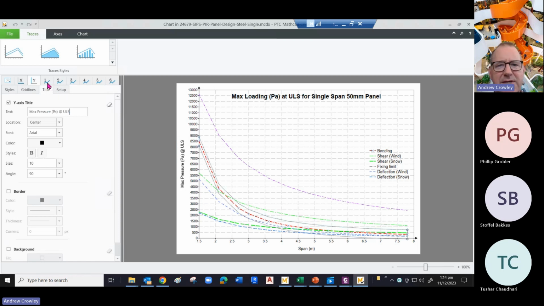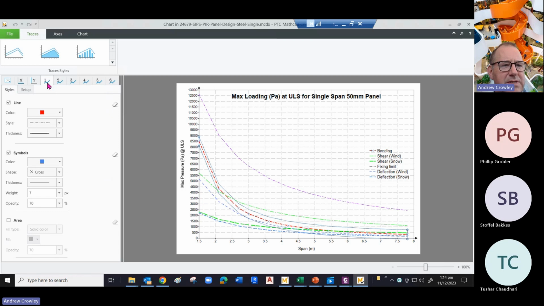Now, for each of the traces, I've got 6 traces, and I've given it a line. So my first one is red for bending, and you can tell what the line style is and whether it needs a cross or a tick. Similarly, the second one is green, and that's going to be for shear, and give it a particular line style. Longer term, give it a different thickness of line style, and so forth until you get your chart.